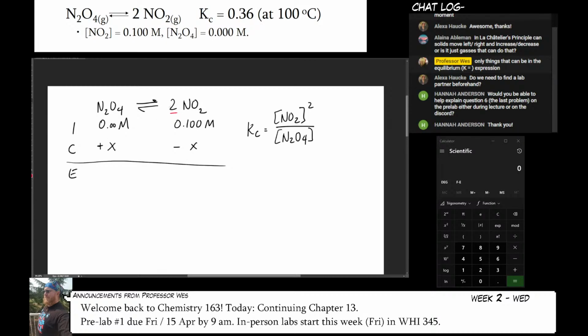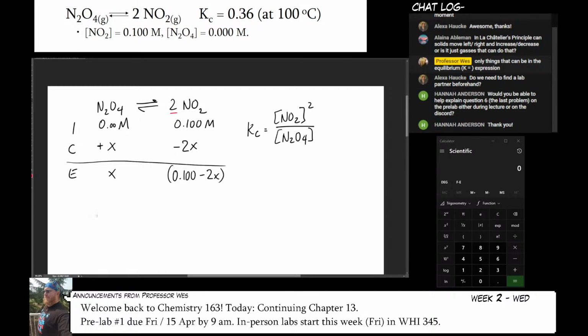Now, how are those related? Well, I have the stoichiometry here, so I got to do that, right? So if I lose 2x NO2, I will gain x N2O4. And that makes sense, because they sort of just join together, right? So at equilibrium, my concentration of N2O4 will be x. And my concentration of NO2 will be 0.1 minus 2x. So hopefully we got at least that far.